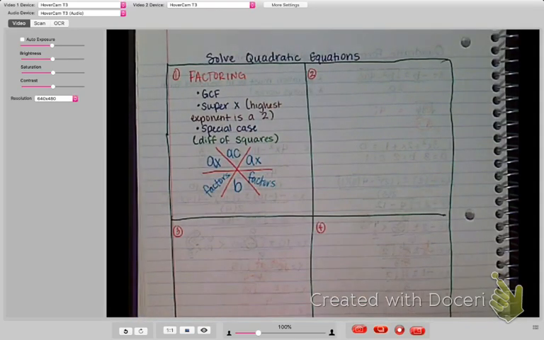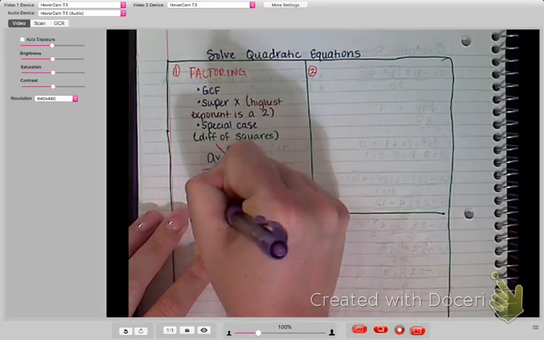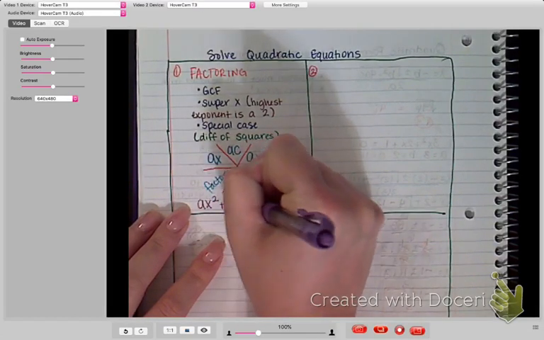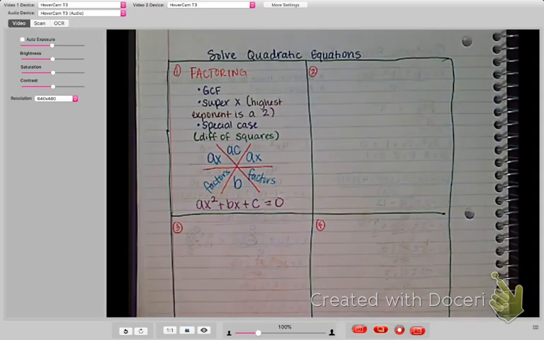One last thing that you need to remember in order to use factoring is that your equation must be in standard form. So it should be ax squared plus bx plus c. And because we're solving, it's going to be set equal to 0. So there's a recap of factoring.